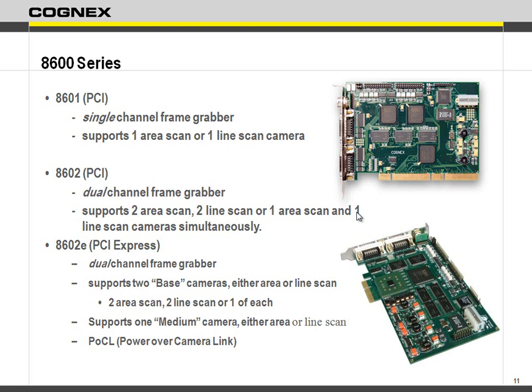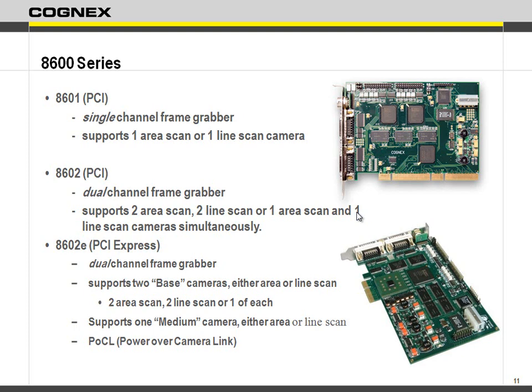And what that allows is you can still support 2 base cameras, but because we've gotten it up to the Express, you can also support one medium-sized camera, because now we've got the speeds to be able to pull this even larger image down to the PEL buffer so that we can do analysis over it. Now the 8602E gives POCL.